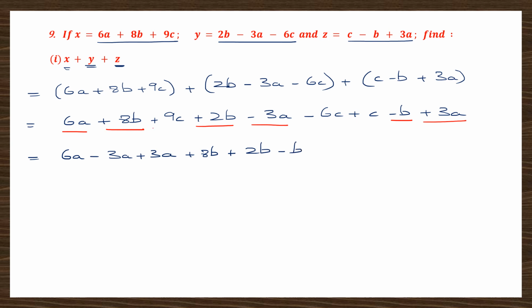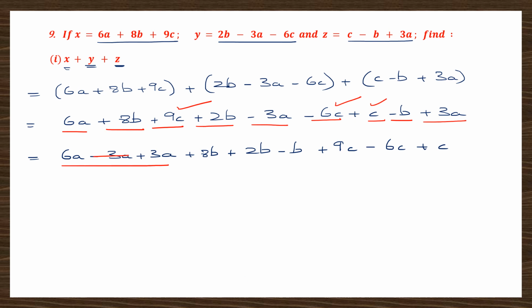Now let's take the c's: plus 9c minus 6c and plus c. So let's write that. Plus 9c minus 6c plus c. Now let's work on the like terms. Here we have 6a minus 3a plus 3a. Minus 3 plus 3 becomes 0.